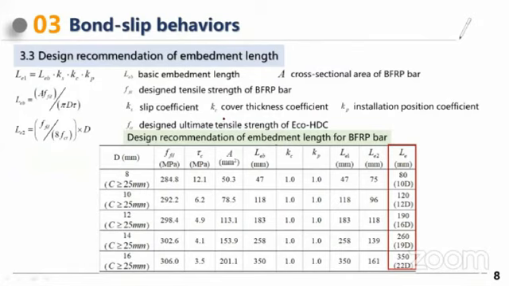Then, based on the analysis before, we propose the embedment length. The two equations here involve the size of the BFRP bar as the diameter, and the tensile strength of the BFRP bar and ECO HDC material. The slip coefficient, cover thickness coefficient, and the installation position coefficient are constants. Based on the two equations, we choose the larger embedment length as the design value.